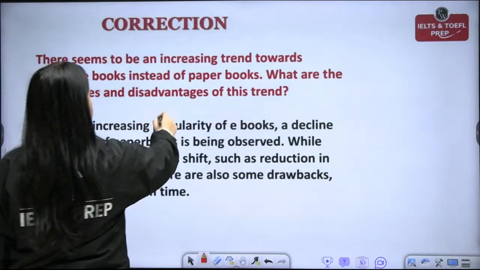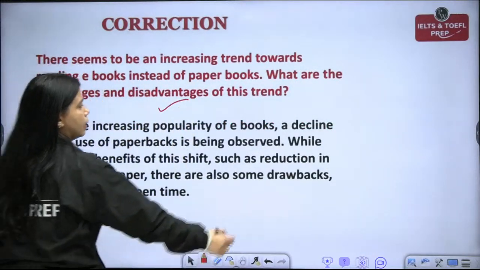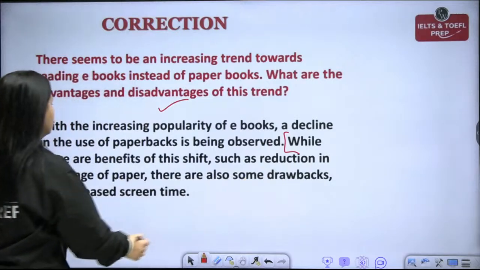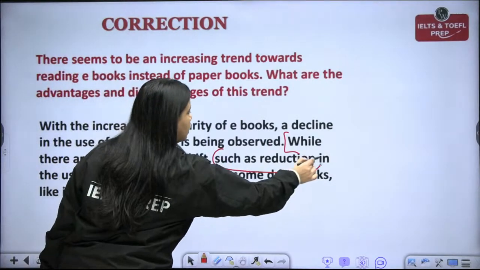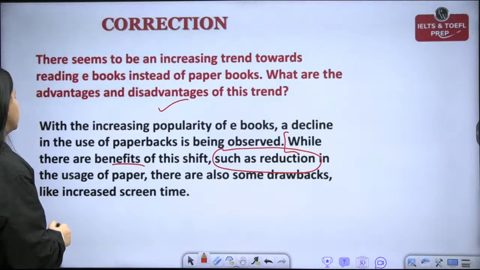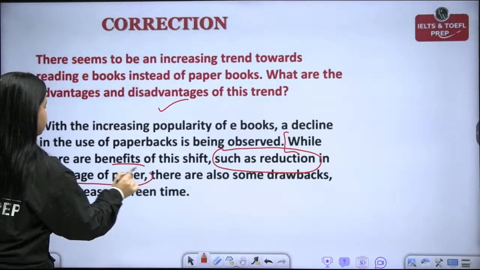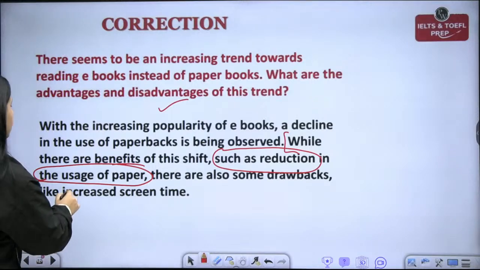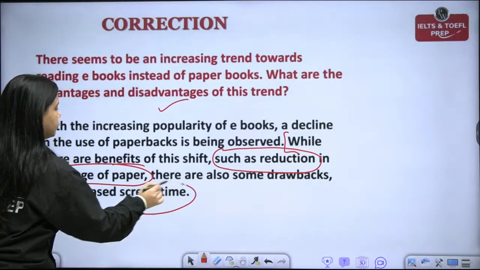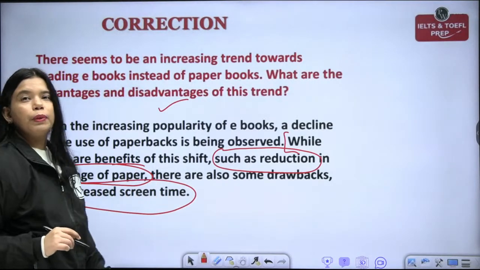So the same question and I have now corrected the statement. I am saying while there are benefits of this shift such as, मैंने idea लिख दिया, such as reduction in the usage of paper. There are also some drawbacks like increased screen time. That is it, as simple as that.